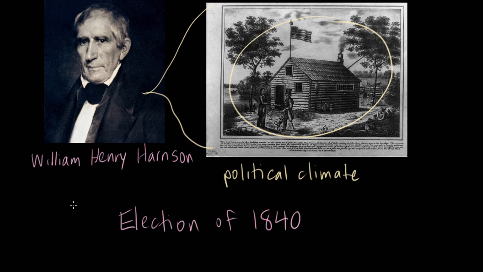Now, none of this was true. William Henry Harrison was from Virginia. He was from a very wealthy family. He had been college educated. He was no more rough and tumble than John Quincy Adams had been.